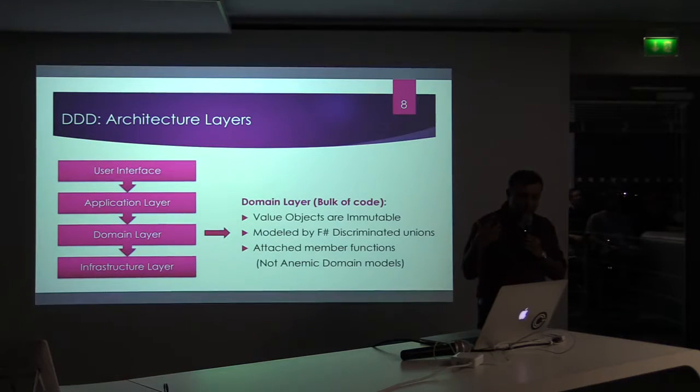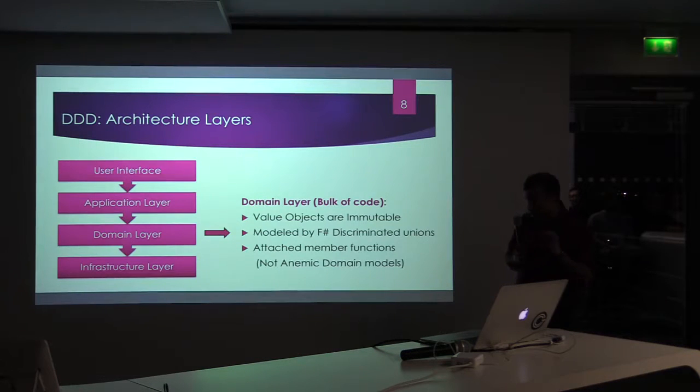So how you would implement DDD in a functional language is you would model your domain objects as algebraic data types, whether F# discriminated unions or Scala case classes, whatever language you're using, and then you would attach member functions. Those values should be immutable, but you can attach member functions and return new values, of course. So that's how you would use functional programming in a DDD context.